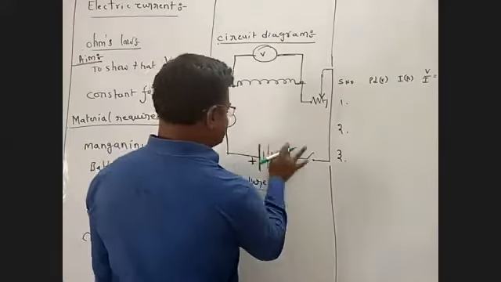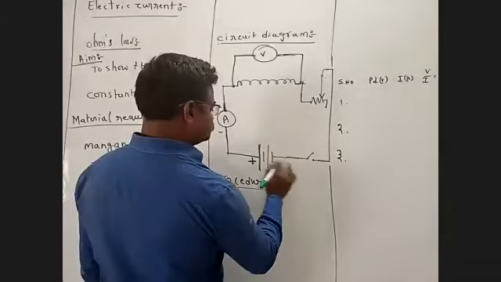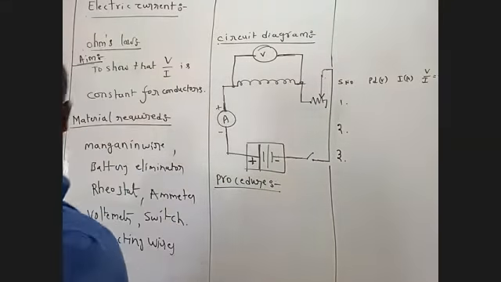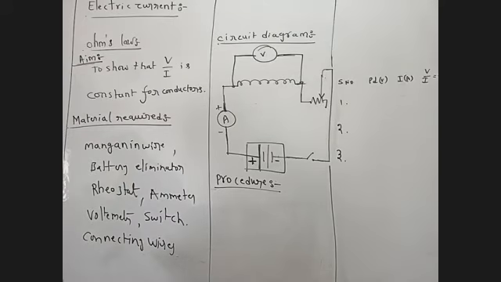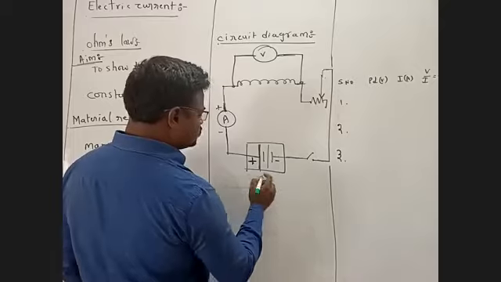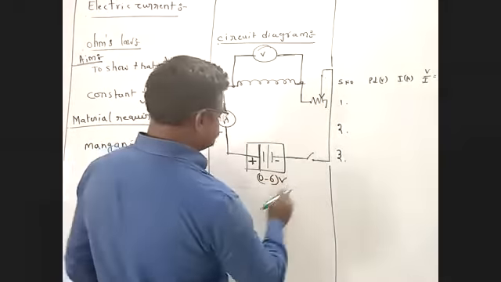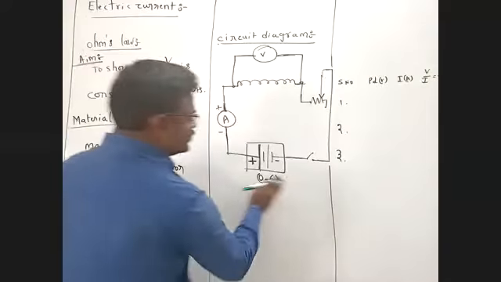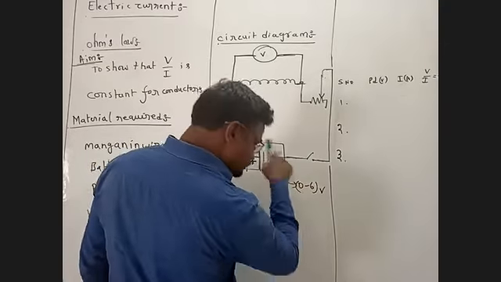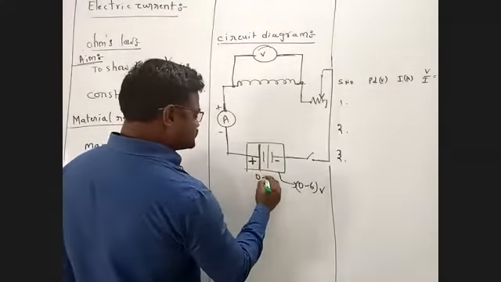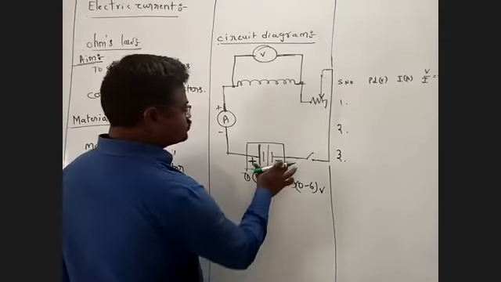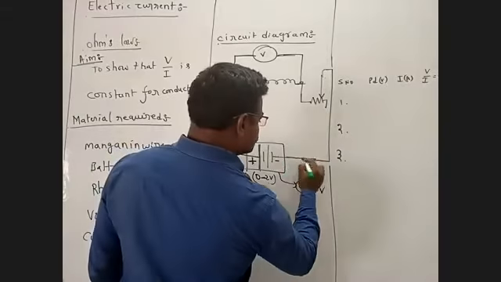This is a battery eliminator. In this battery eliminator I'm taking 0 to 6 volts. But I'm applying the voltage first as 0 to 2 volts. First one, 0 to 2 volts. And the switch is closed.